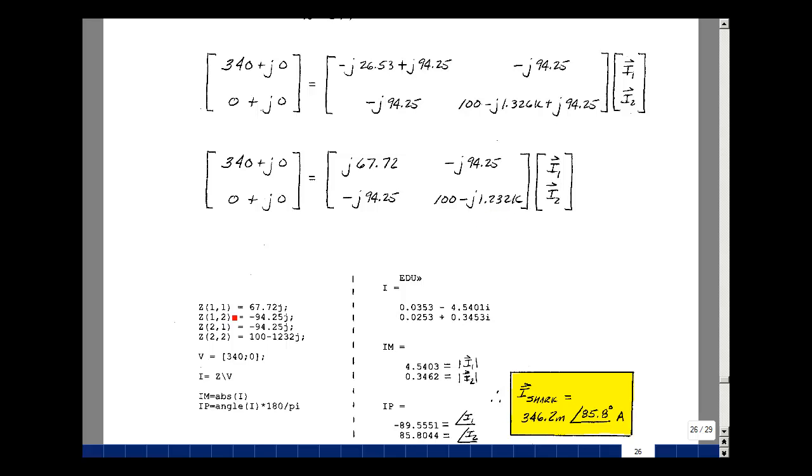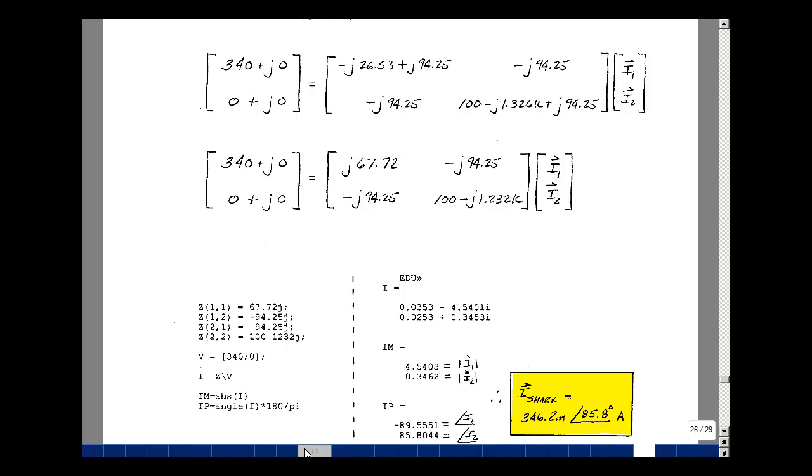We can type the entries here, or we could put this into an M file. So here's row 1, column 1. That's my value of the impedance right here. But again, the number comes first, and then the J comes second. So 67.72 J. This entry is minus 94.25 J, and that's in row 1, column 2. And then in row 2, column 1, I've got minus 94.25 again, the same thing I had over here because it's symmetric. And then lastly, I take this entry here, which is 100 minus 1,232 times J.